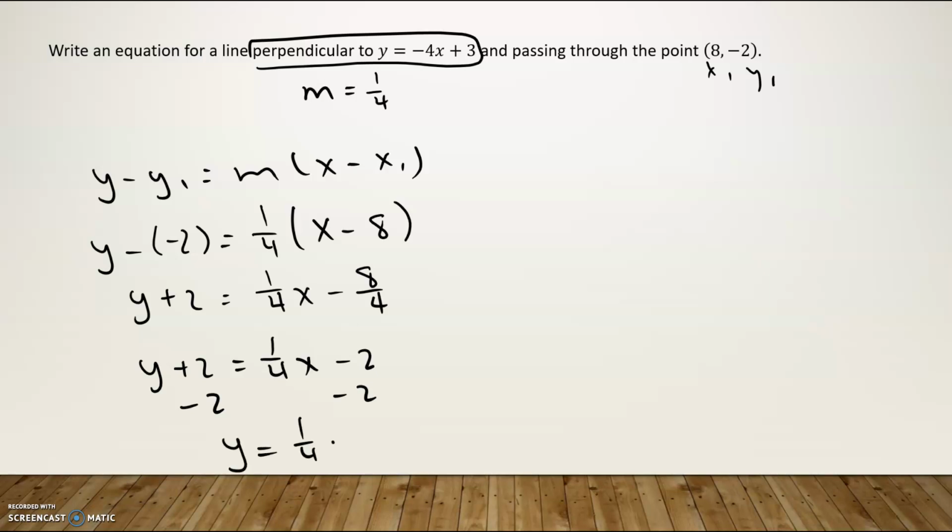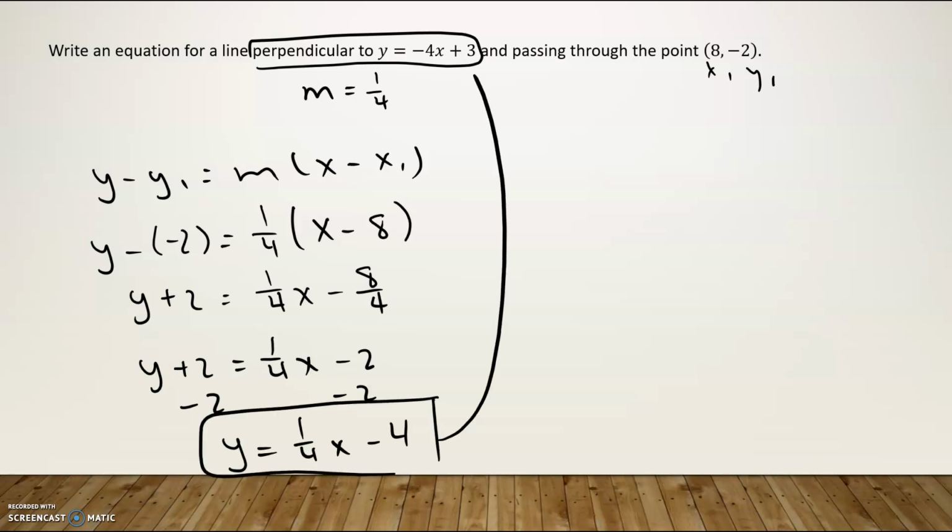So 1/4 x minus 4. So that means that these two lines right here are perpendicular to each other, because notice this is a -4, this is a positive 1/4. If I do 1/4 times -4, I get -1 when I multiply the slopes together. So that means that they are perpendicular to each other.